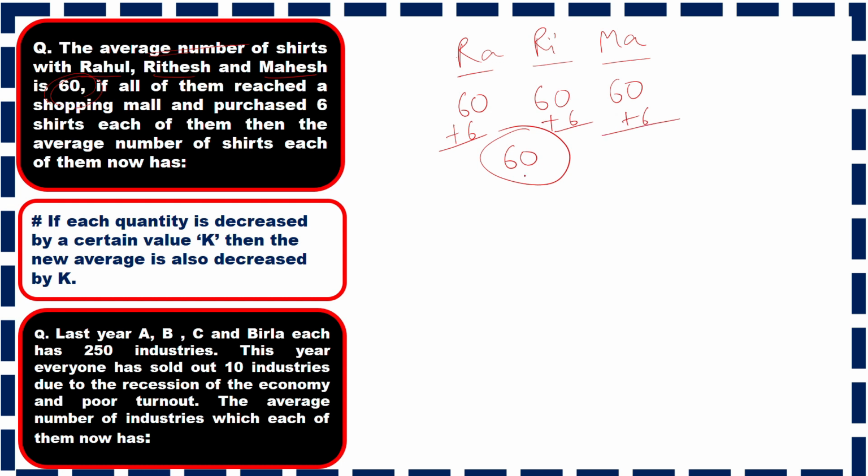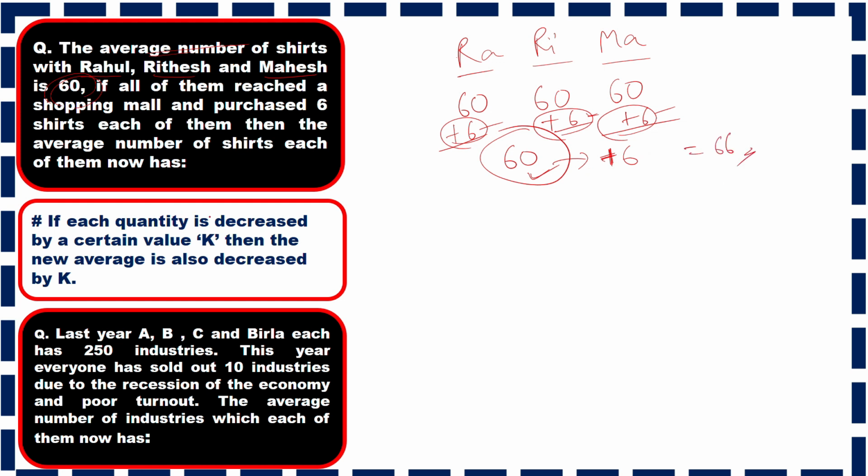Now what happens to this old average? This old average also increases by 6. Why? Each and every value is increased by 6. As the number is the same in all the cases, the average will also change by the same number, right? So the new average is 66.